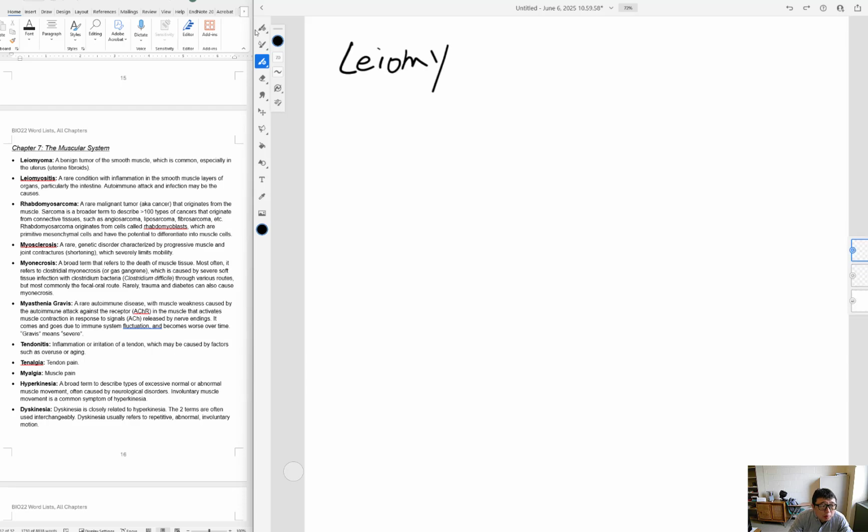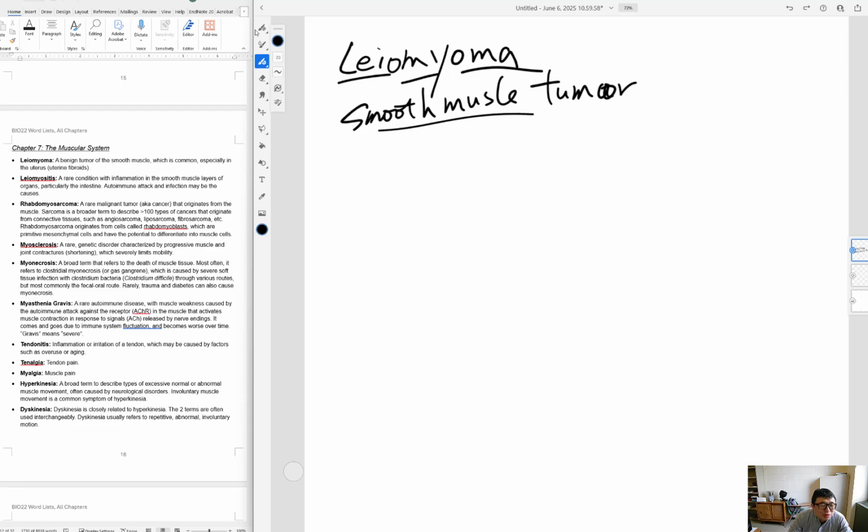Leiomyoma. Leio means smooth, myo means muscle, oma means tumor. So smooth muscle tumor. So what's most happening here? Smooth muscle. Let me see.